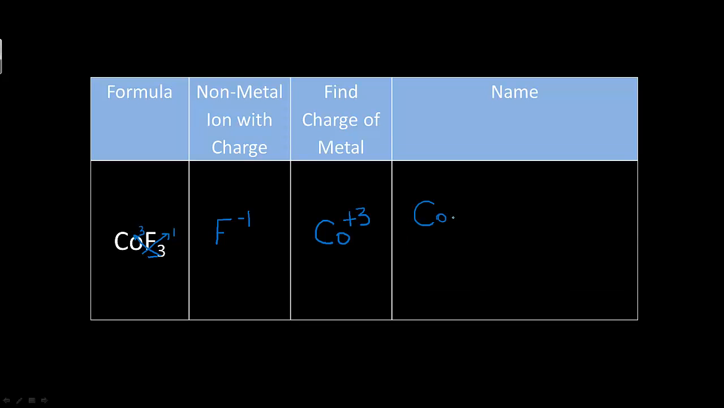Remember, our metals always, always, always lose electrons. So cobalt, and then we write our Roman numerals as our oxidation number. So our oxidation number is 3, so we're going to write Roman numeral 3. And then fluorine, and we change our ending to IDE. So it's not fluorine, it's fluoride.